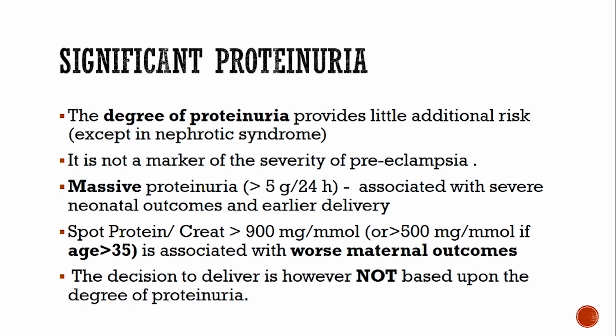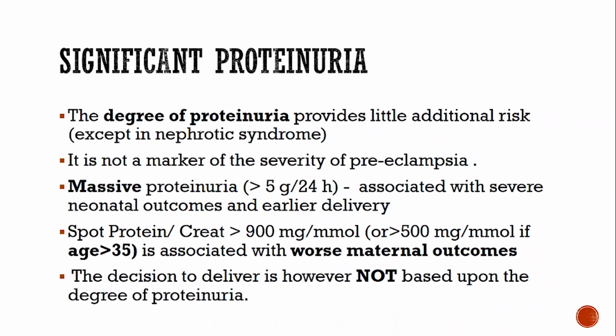The degree of proteinuria provides little additional risk, except in nephrotic syndrome. So it is important to know that proteinuria is really central, but the degree of proteinuria does not provide much additional risk, except if that particular proteinuria is in the nephrotic range. We must make that addendum.